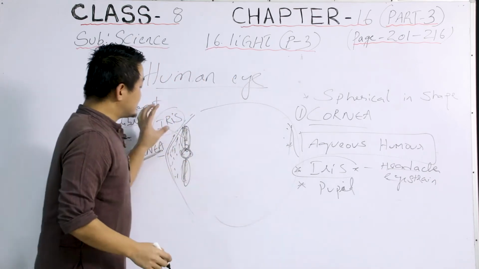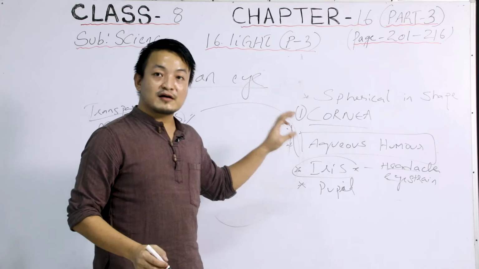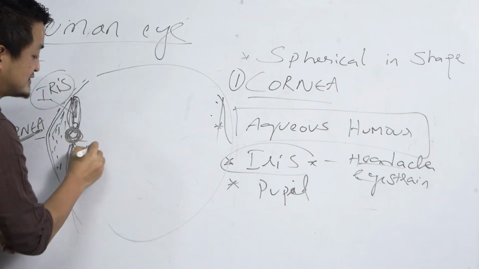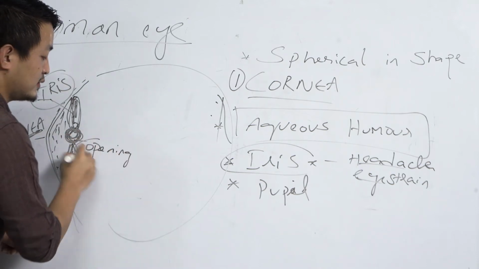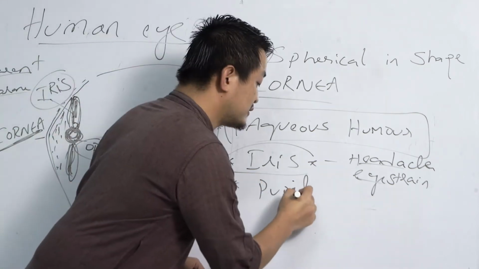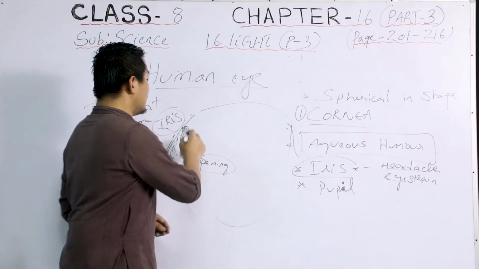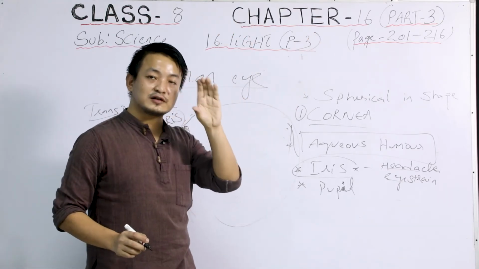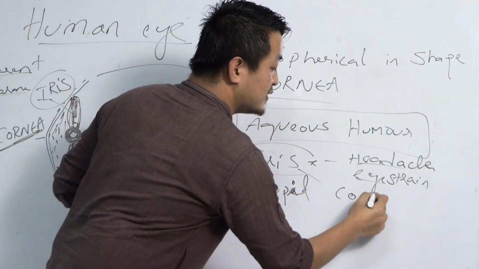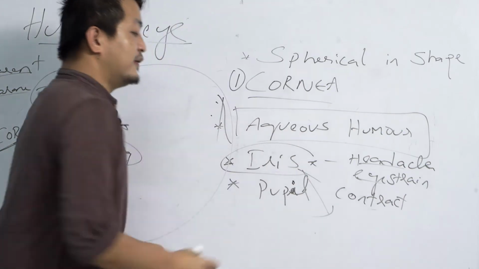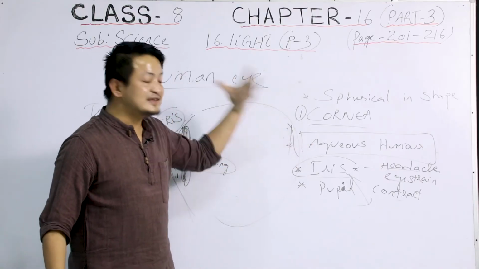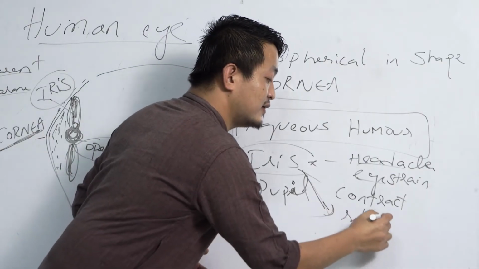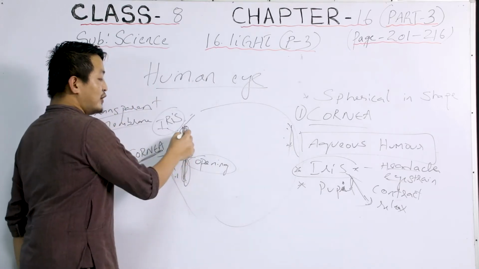Now this iris controls the amount of light entering our eye, right? And here we have a small opening, that is the pupil. Clear? When there is too much sunlight, the iris will contract. When there is insufficient light, the iris will relax. Clear? So that is all about the iris.